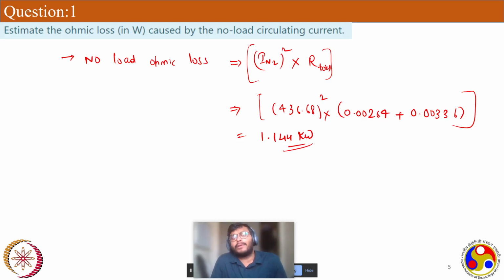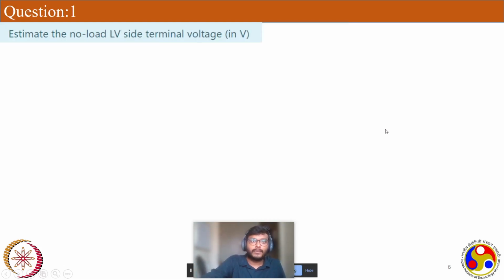Once we know the no load current, which is the circulating current flowing between these two voltage sources, we can directly calculate the I squared R loss. I know the no load current, and I know the total resistive components in the entire closed loop. So that's how simple it is.